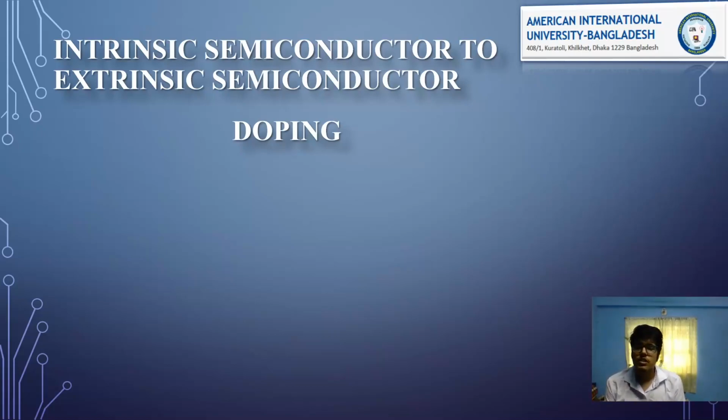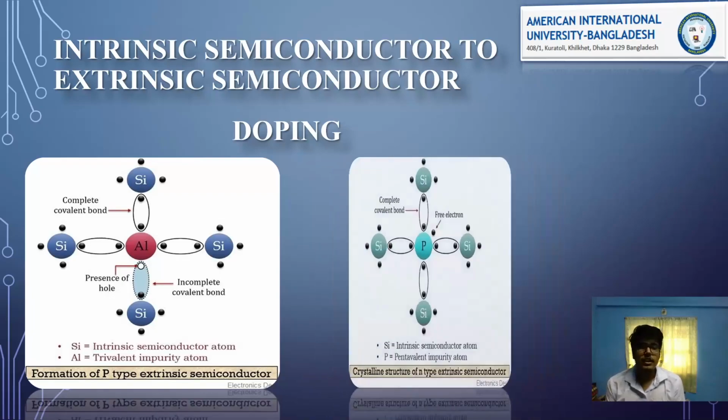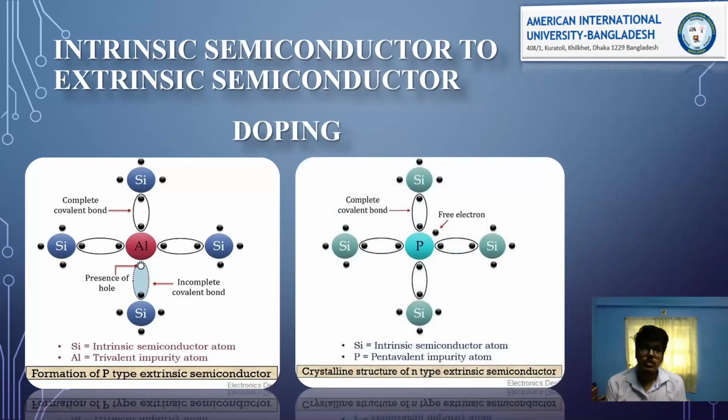As we said before, a tetravalent element is doped with trivalent and pentavalent elements, and we can see there are two kinds of extrinsic semiconductor. One is the p-type extrinsic semiconductor, and the other is the n-type extrinsic semiconductor. As you can see, the first one is the p-type extrinsic semiconductor.